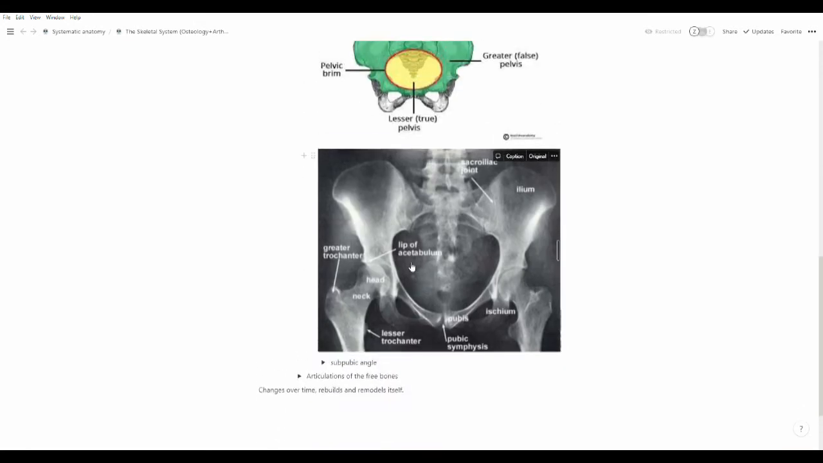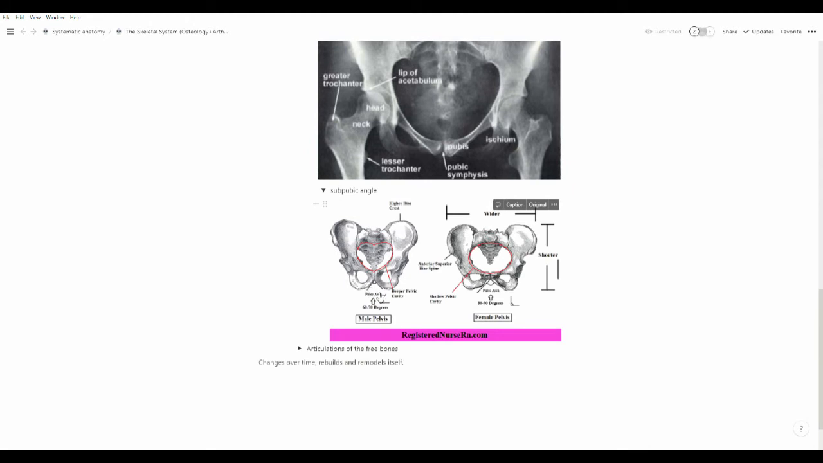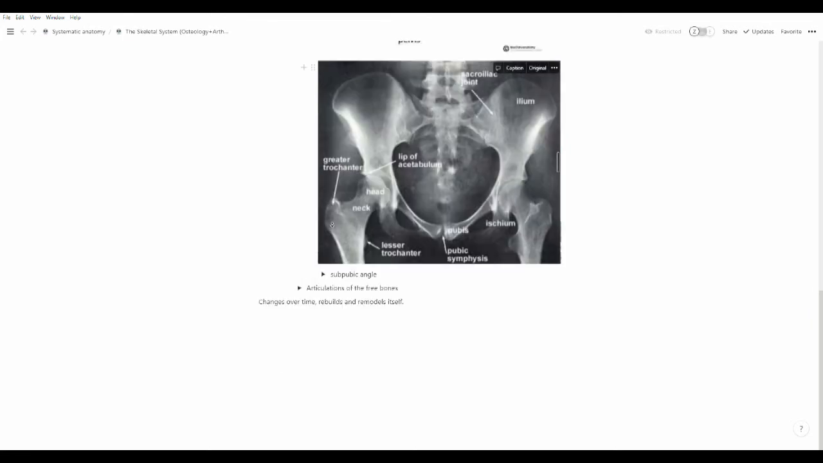And yeah, very simple. Last thing I need to mention before moving into the articulation of the free bones is the subpubic angle. So what is the subpubic angle? You see, here is the pubis, and between the two pubises there is an angle in here called the subpubic angle, and this angle actually differs between the male and the female. In the female, the subpubic angle is wider than the male subpubic angle. So this is something to keep in mind, very interesting to look at.